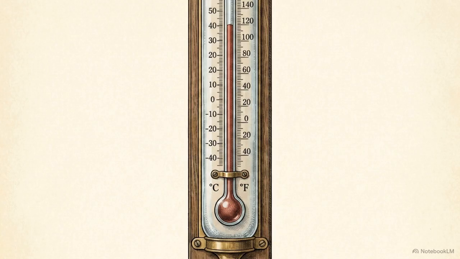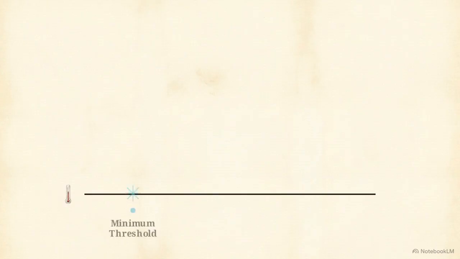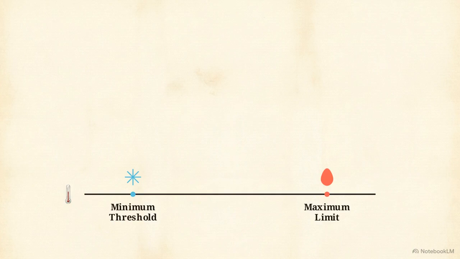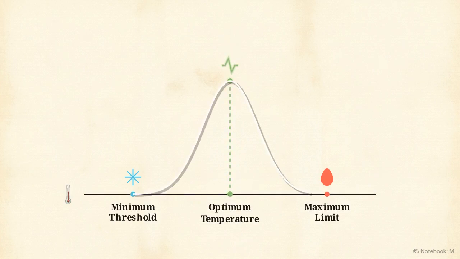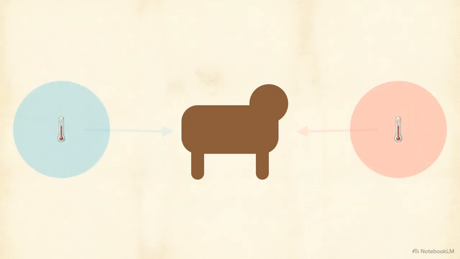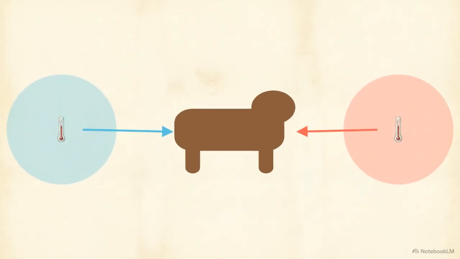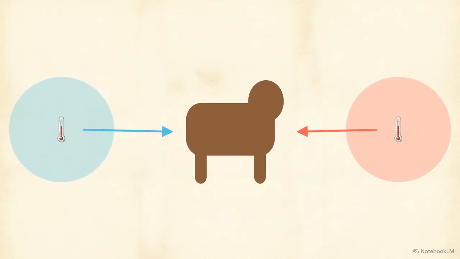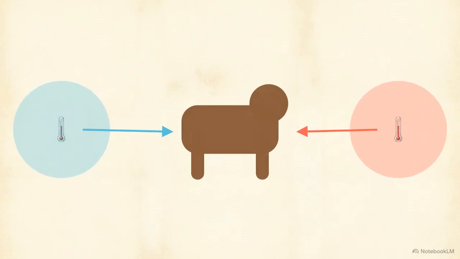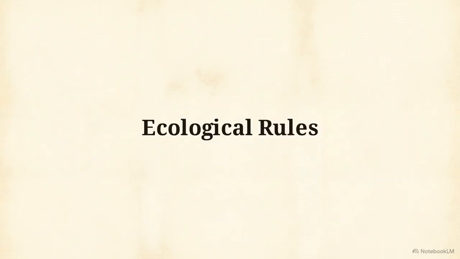Temperature operates with similar strictness. Every physiological process is bracketed by cardinal temperatures. The species has a minimum threshold for survival, a maximum limit before proteins coagulate, and an optimum temperature where metabolic efficiency peaks. Over generations, these cardinal temperatures act as physical sculptors, molding the morphology of animal species across different geographic latitudes. Scientists track these adaptations through specific ecological rules.